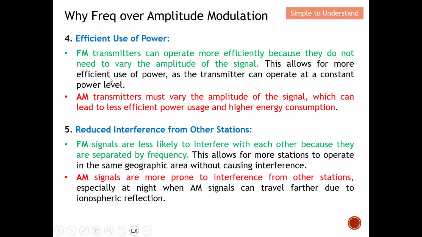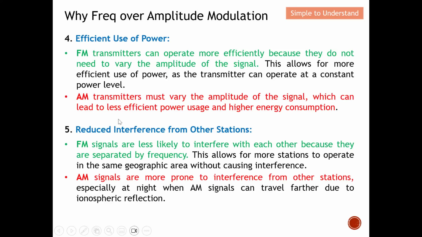While for AM, you actually vary. Based on the variation, we don't have a very efficient use of power for AM. For an AM transmitter, they must vary the amplitude of the signal, which can lead to less efficient power usage and also higher energy consumption. Because you are going to vary the signal amplitude, in this case for AM, you are vulnerable to higher power usage and higher energy consumption for an AM transmitter.